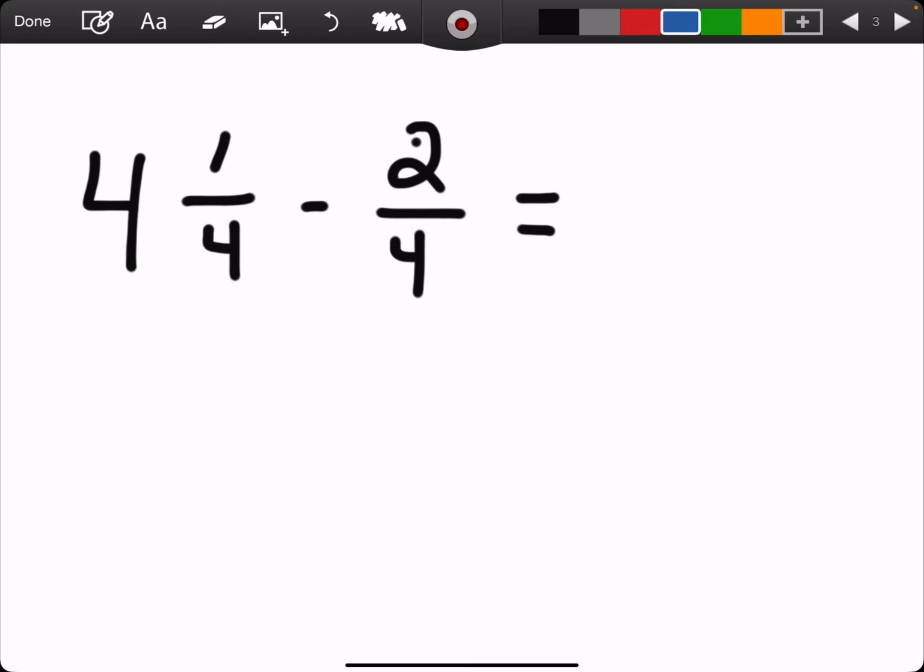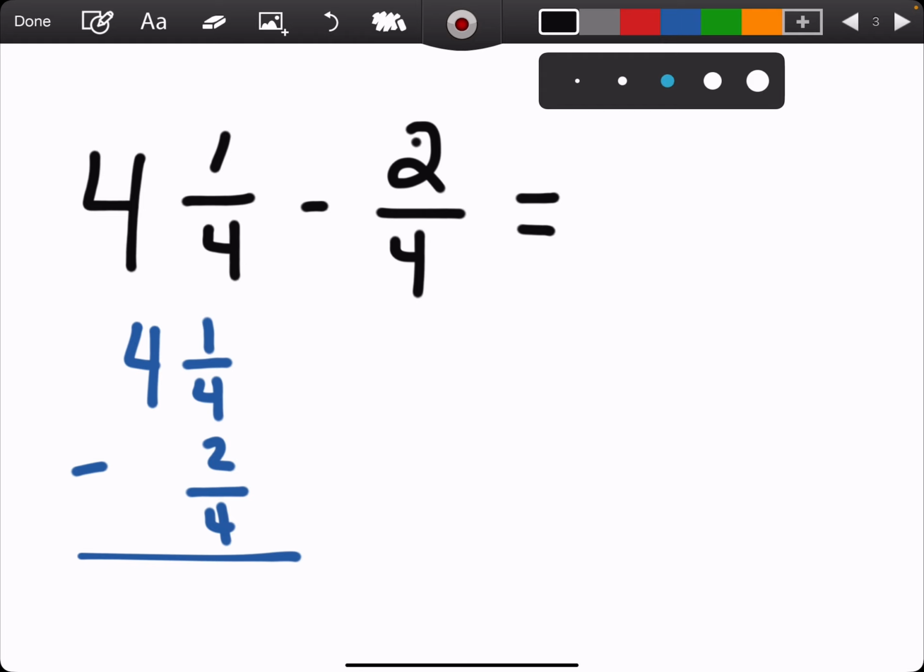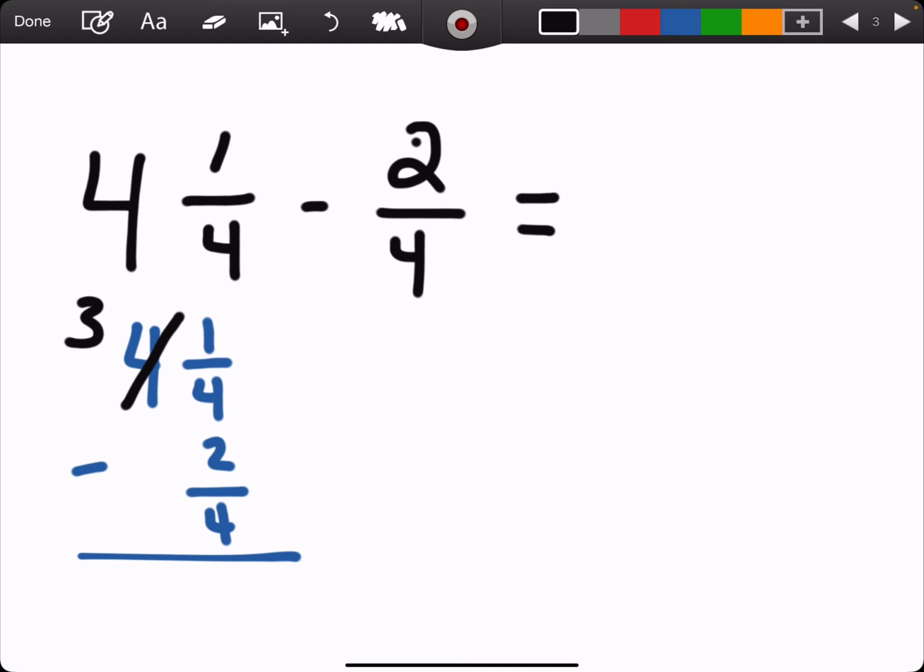I'm going to rewrite it vertically. 4 1/4 minus 2/4. All right? I'm going to ask myself, like I ask every time, can I do 1/4 minus 2/4? No, I can't do 1 minus 2 because I'm looking at my numerators. And since I can't do 1 minus 2, I'm going to go to my whole, which I had 4 wholes, cross it out. I now have 3 wholes, right?